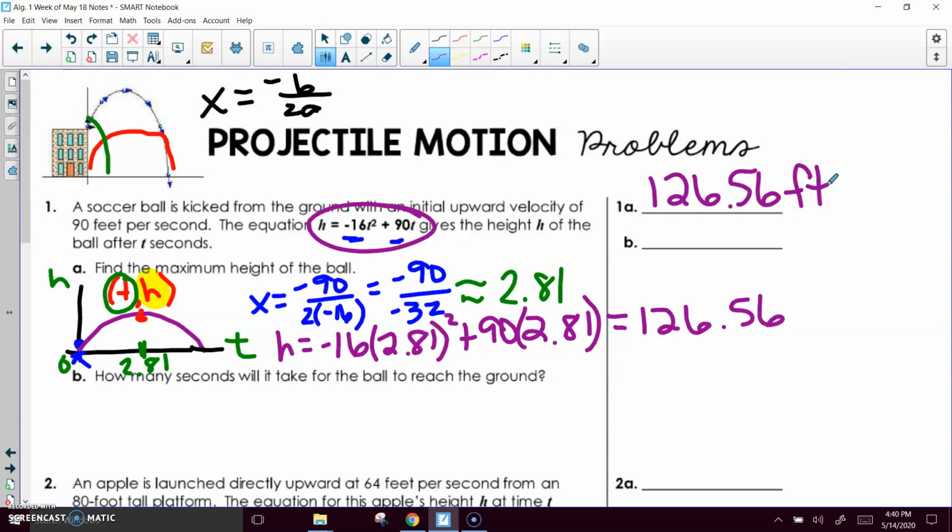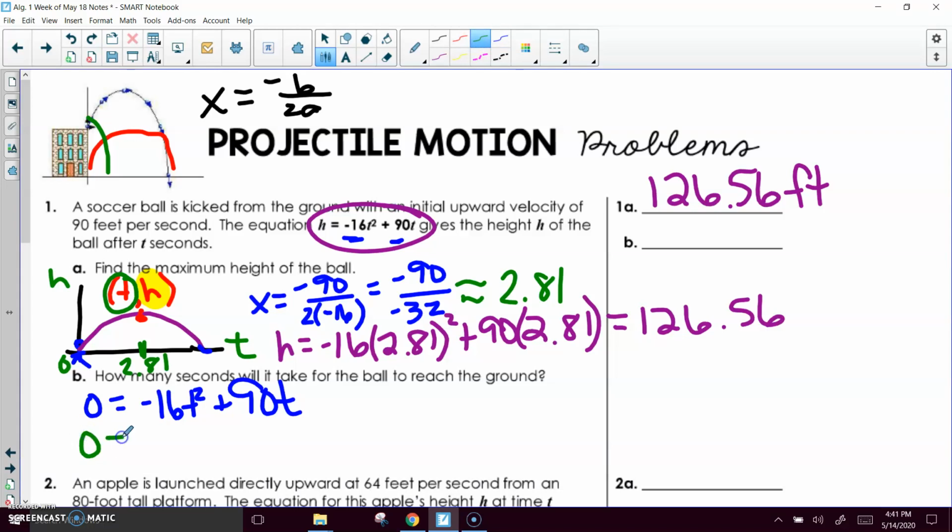How many seconds will it take for the ball to reach the ground? Well, where the ball reaches the ground, my height is 0. So I'm going to set my quadratic equation equal to 0. Now we've learned 5 different methods this unit to solve quadratic equations. We've learned by graphing, by square roots, by factoring, by completing the square, and by the quadratic formula. Well, I for sure can always use the quadratic formula, but I could actually factor this one as well. I'm going to see if I can factor it.